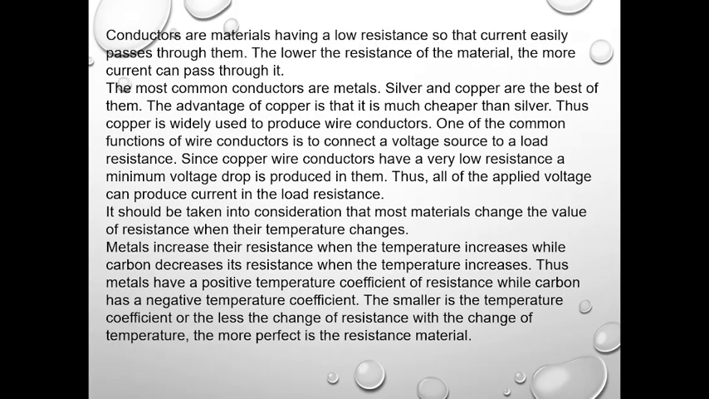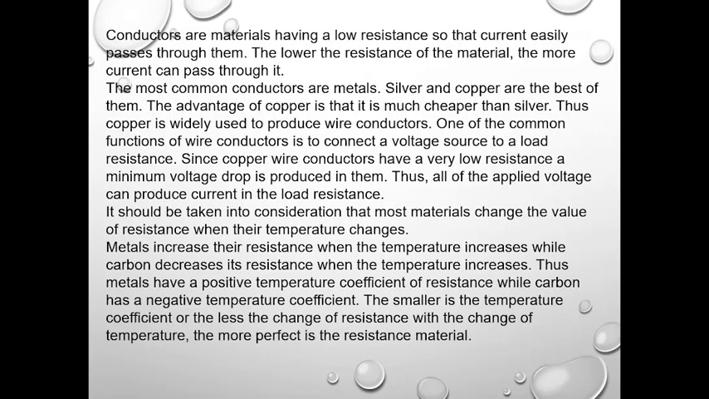Conductors are materials having a low resistance, so that current easily passes through them. The lower the resistance of the material, the more current can pass through it. The most common conductors are metals. Silver and copper are the best of them. The advantage of copper is that it is much cheaper than silver. Thus, copper is widely used to produce wire conductors.